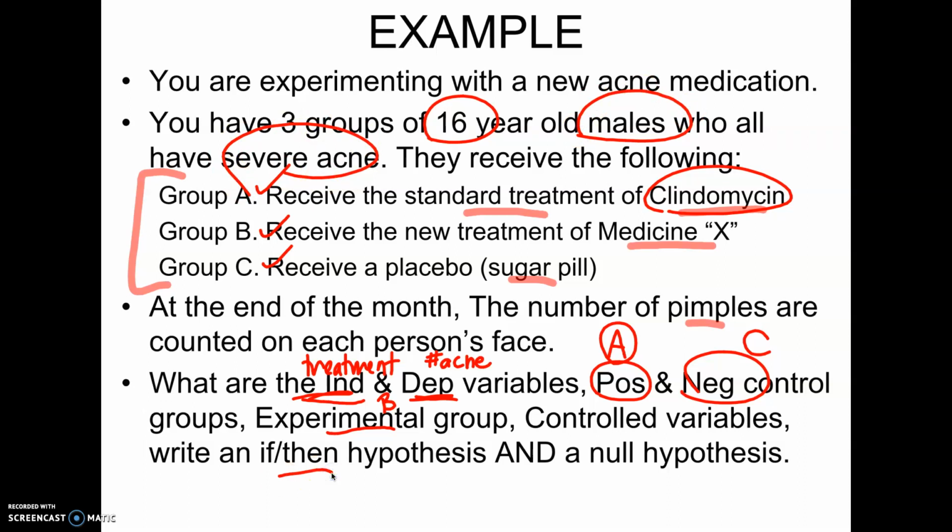If-then hypothesis. If medicine X improves acne, then the students who receive medicine X should have less acne than those receiving clindamycin or the placebo. So if medicine X works, if medicine X helps with acne, then that group should have less acne than groups A and C. And our null hypothesis, there will be no statistical difference between the number of students with acne in any of the treatment groups. Or there is no statistical difference in the amount of acne based on the treatment given. Anything like that. So that sort of summarizes the parts of the scientific method.